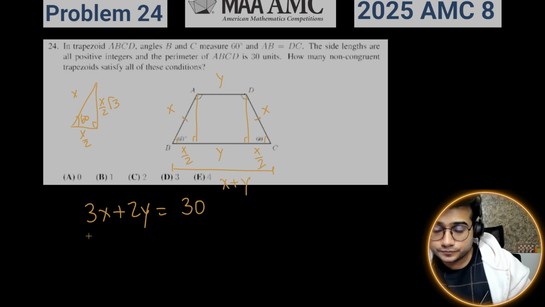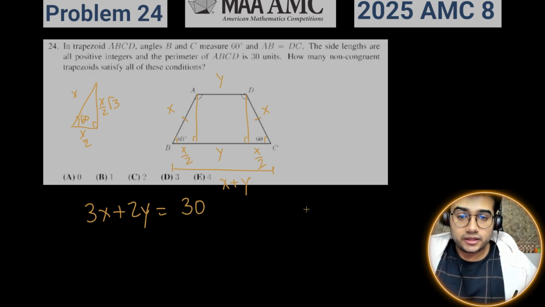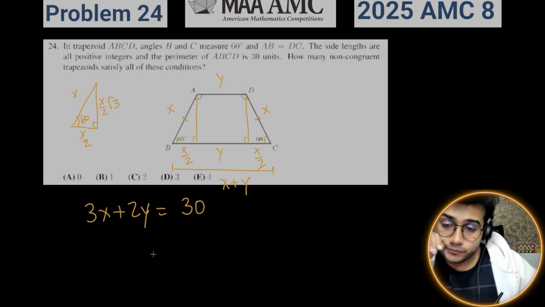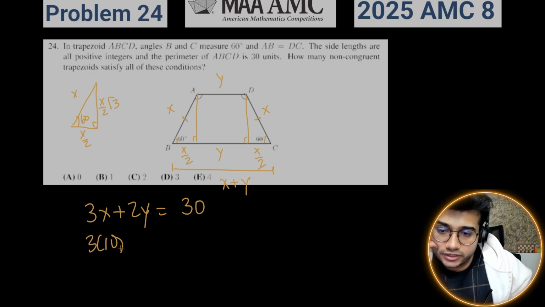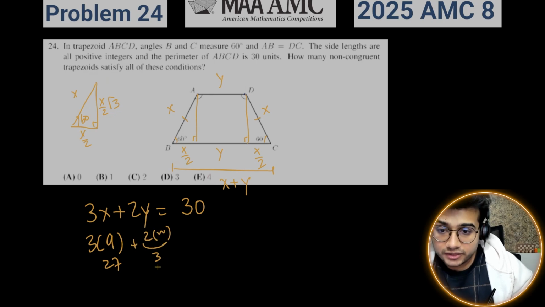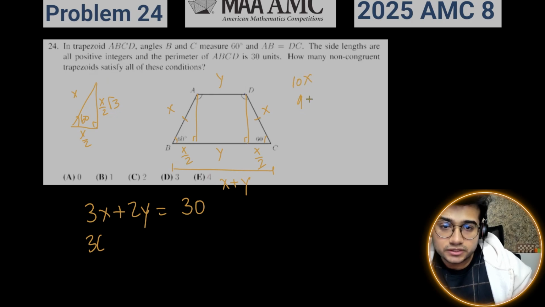So first off, let's do systematic counting, and we'll start from the maximum possible value of x and then start going down. So we cannot have 3 times 10, right? Because then y would have to be 0, and that will not be an isosceles trapezoid. So what about 3 times 9? Well, 3 times 9 will give us 27, but then this will have to be 3. And 2 times an integer cannot be an odd number. It has to be even, right? So then 3 times 9 is also not a possibility. So 10 is not a possibility, 9 is not a possibility.